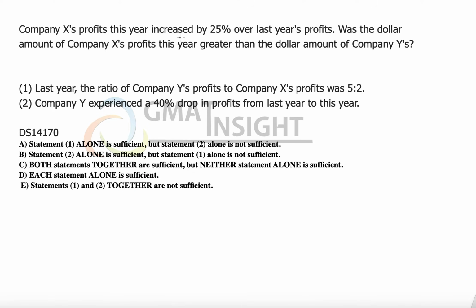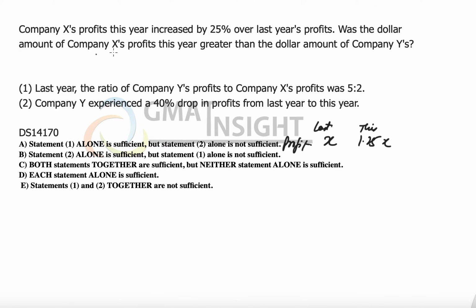Company X's profit this year increased by 25% over last year's profit. So let's assume that last year's profit was X. So this year's profit is 1.25X. Here we have this year, and here we have last year's profit.